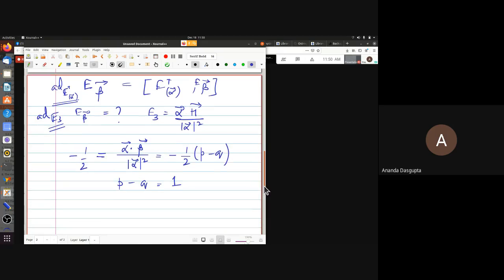But how does it help me figure out what p is going to be and what q is going to be? Can you tell me? I've got p minus q is 1. How do I know what p and q are? Can we figure out what p and q are from here?